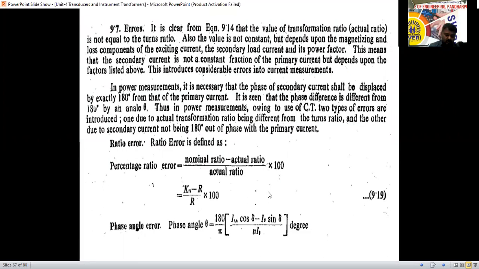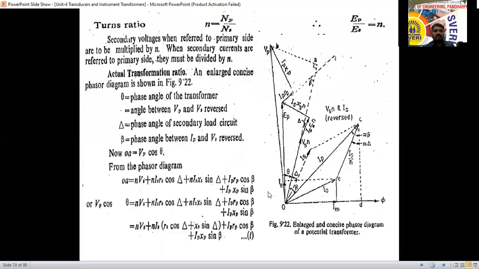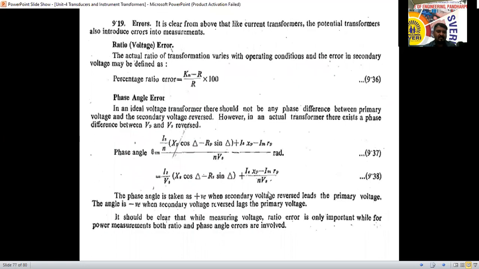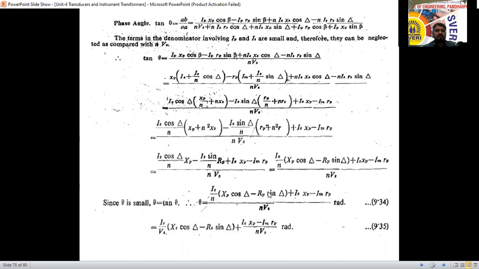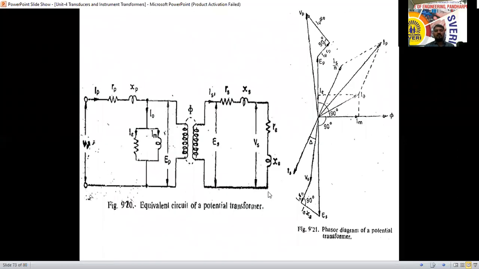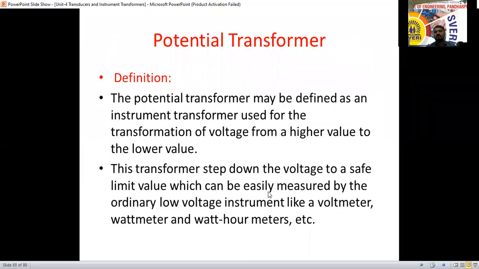In the next class, we are going to discuss the potential transformer. Only one topic is left, the potential transformer. If the potential transformer is over, then this chapter will be complete. Here also the phasor diagrams and equations are there. The potential transformer is a little more difficult compared to the current transformer. In the offline exam, the derivation was a fixed question, but in the online exam they are not asking you to derive it.